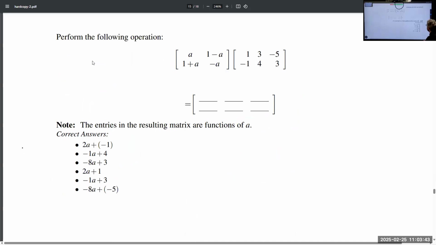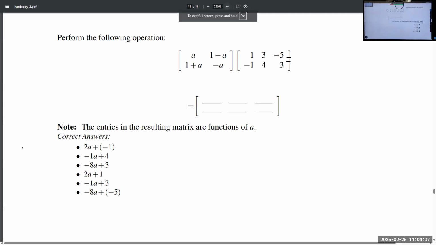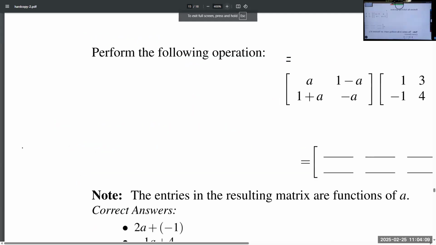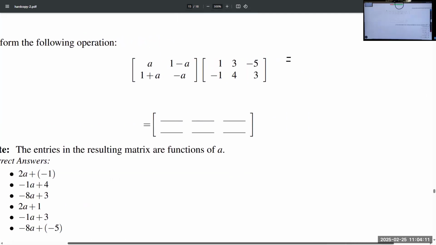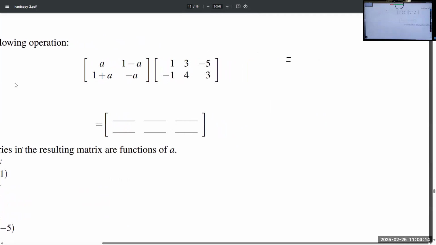Okay. Perform the following operations. We want to multiply these matrices. Note, the entries in the resulting matrix are functions of A. Okay, good to know. So what will this give me? Is there enough room? Manipulate Chrome's PDF. Maybe.